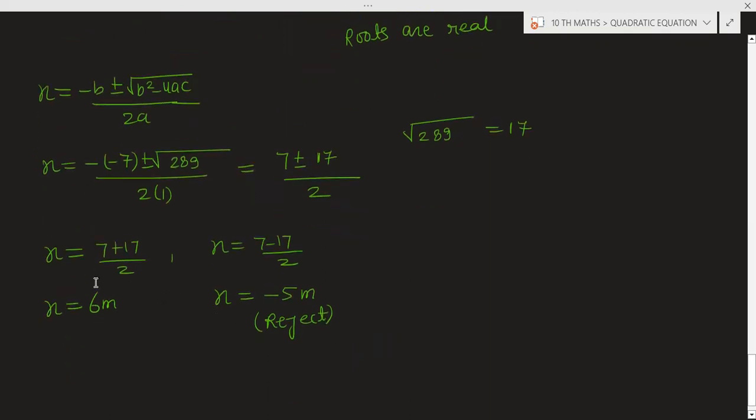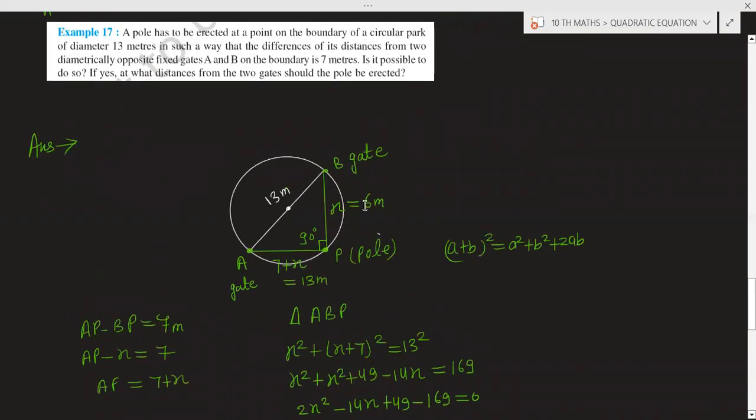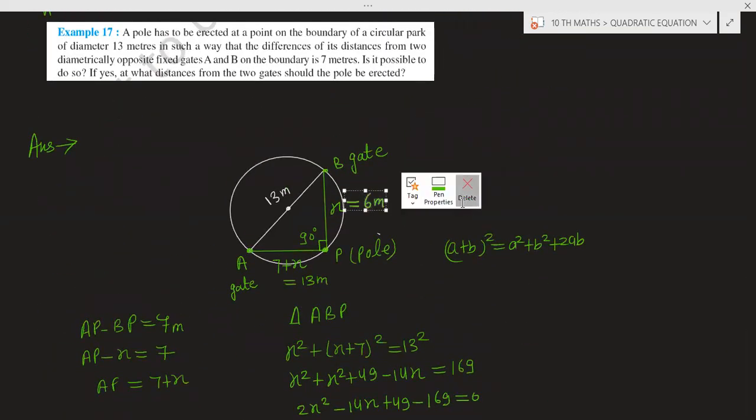What will be the answer, Azaan? 17 plus 7 will be 24, and 24 divided by 2 will be 12. Yes, sir. Okay, so change the answer. 17 is right, and accordingly, please change the answer here also. So this x is equal to 12 meter.